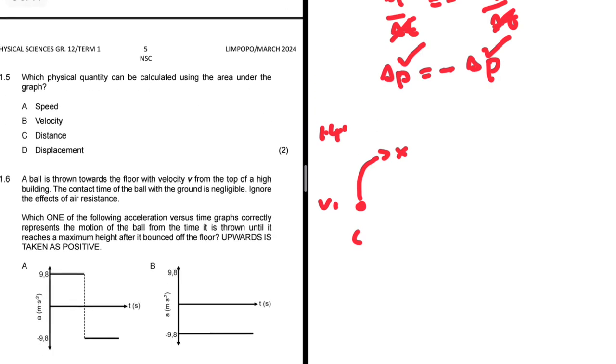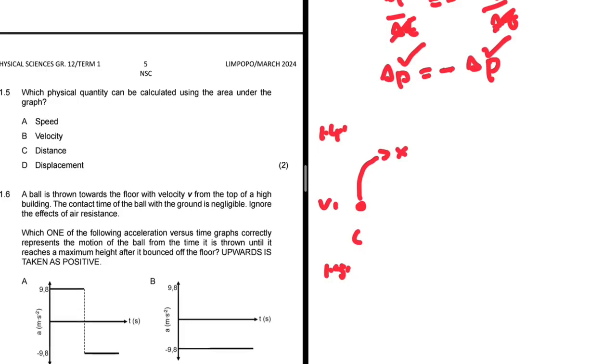There we go. Let's take a look at 1.5. Which physical quantity can be calculated using the area under the graph? Okay, so which graph?